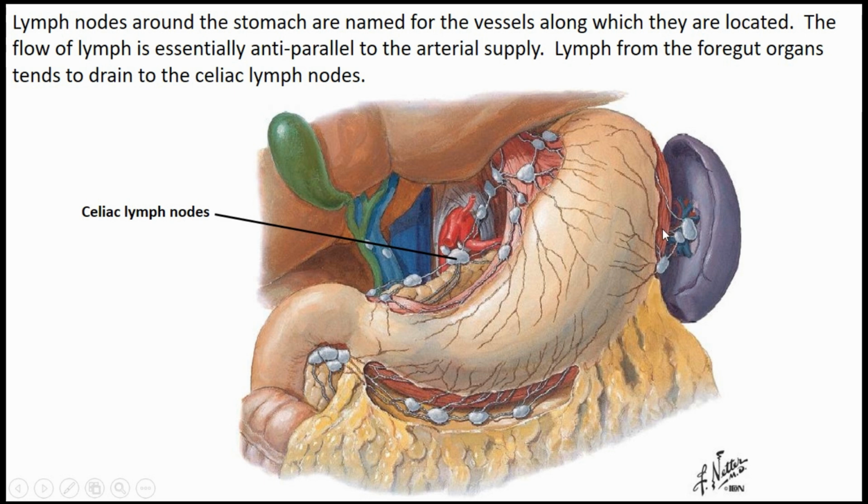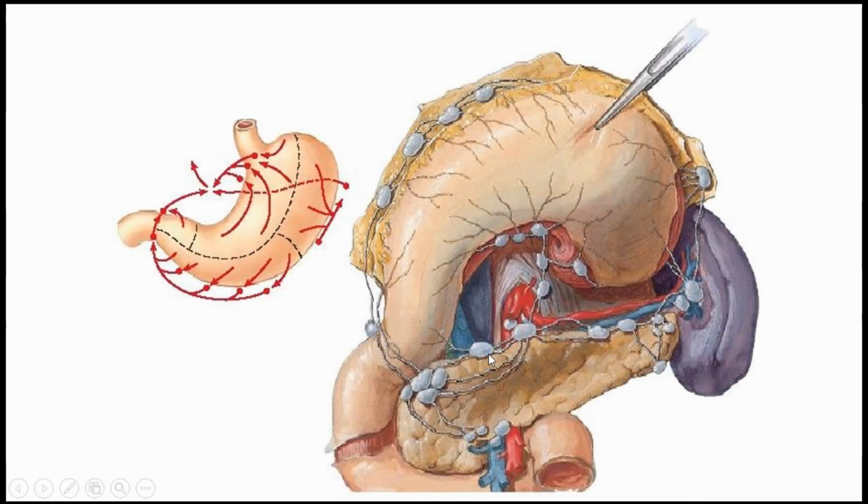But essentially, all the lymphatics from these organs is going to pass through some of these nodes and converge onto a celiac lymph node that's at the base of the celiac trunk. And from there, it's going to pass superiorly through something that's called the cisterna chyli. More on it in just a moment.